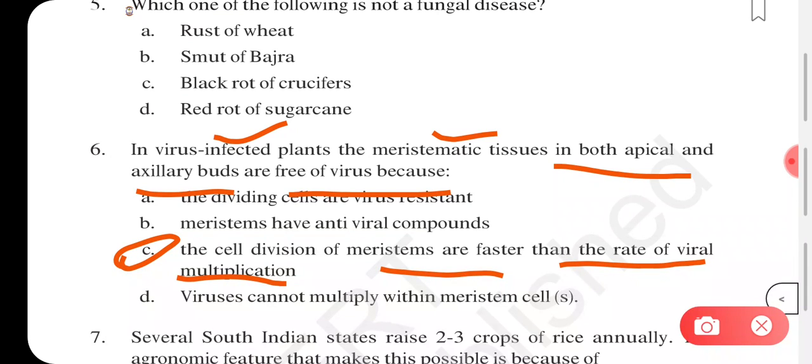In the apical bud area where the meristematic tissue is there, in the axillary bud area also we see the division of cells is much faster compared to the rate of viral multiplication. So there they are infection free. So we cannot assure that the plant is free from disease if we just take a part of the meristematic tissue and check whether it is infected with virus or not, because the spread of virus is slower in that particular area. There the cell division is taking place at a much higher rate.